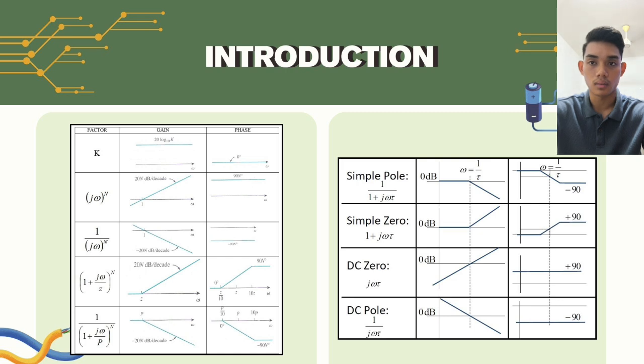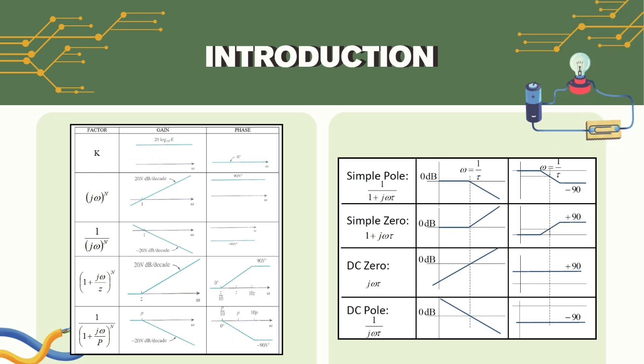Next is 1 over (1 plus jω over p) to the power of n. Flat before ω equals p and decreases at minus 20n decibels per decade after ω equals p. For phase, start at 0 degrees, decrease gradually to minus 90 degrees times n around the frequencies.